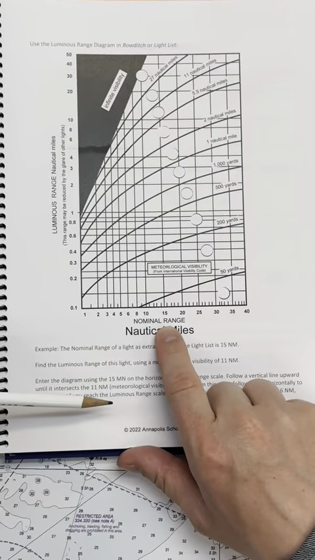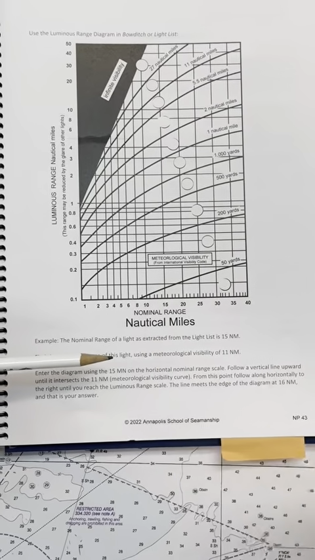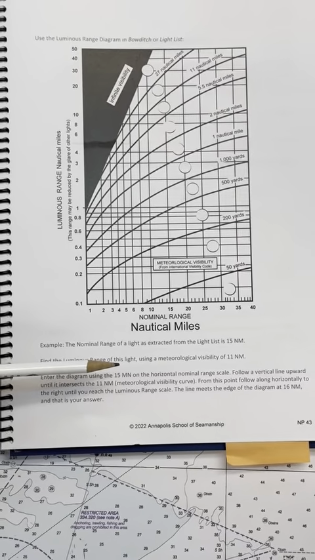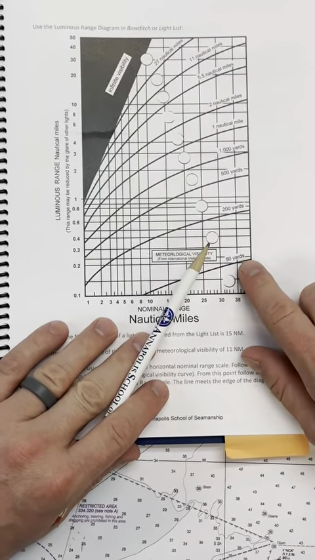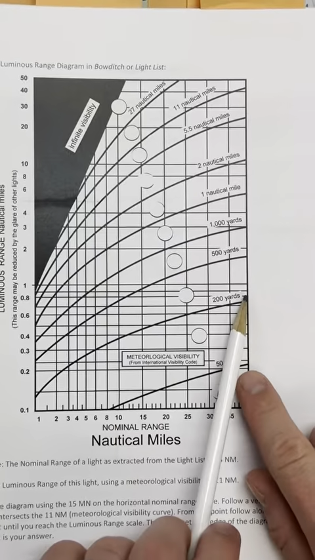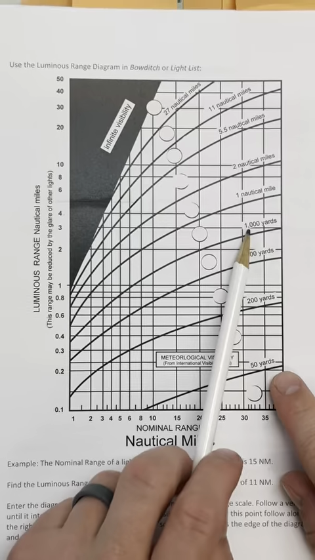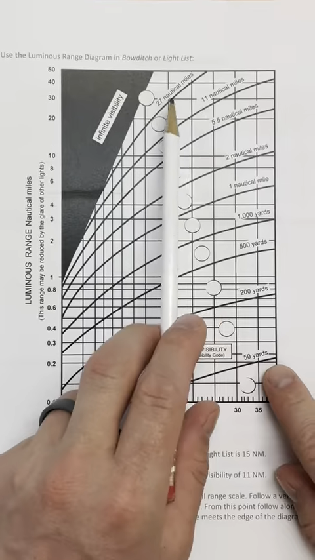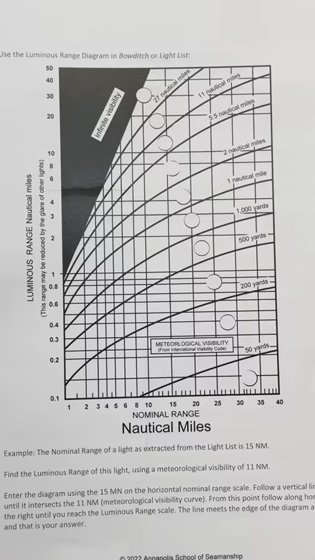Every light out there with our aids to navigation has what's called a nominal range. That is what's at the bottom of this luminous range table. That's the standard range that light can be seen from, given a 10 nautical mile visibility. On the luminous range table, we see these curved lines which have a downward slope to them. These are the visibility lines: 50, 200, 500, 1,000, or a half a nautical mile, 1 nautical mile, 2, 5.5, 11, and 27. So it is possible for lights to be seen past 10 nautical miles.